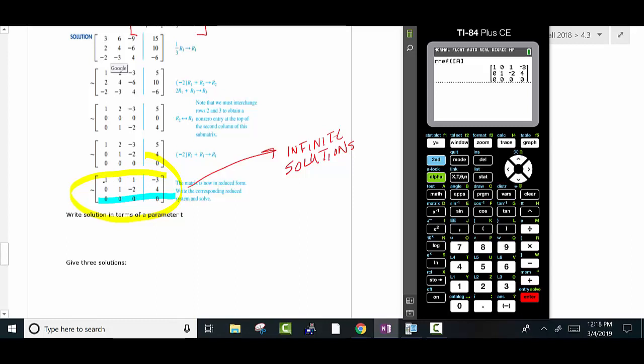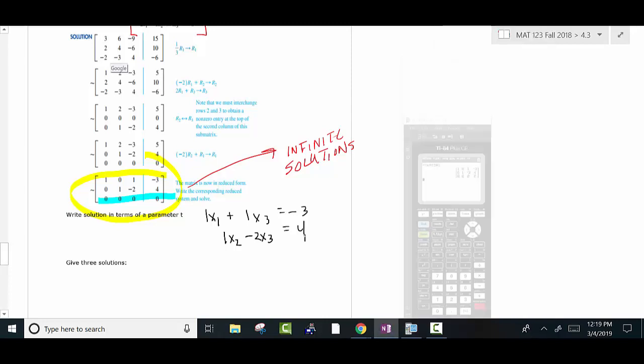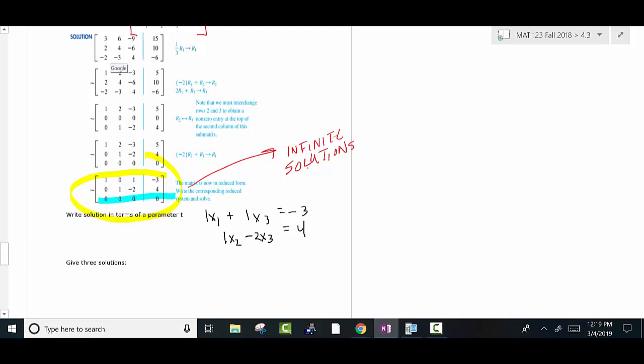Next thing I want you to do is write down what each row means. That first row, 1, 0, 1, negative 3, means 1x1 plus, and you don't have to put the 0x2 there, 1x3 equals negative 3. You just leave a blank where there's a 0. The second row is 1x2 minus 2x3 is equal to 4. That's all you need to write down. When you have a row of zeros, then you have to do what's called parameterizing. You'll catch on to this. It may take a little time to understand what's going on.